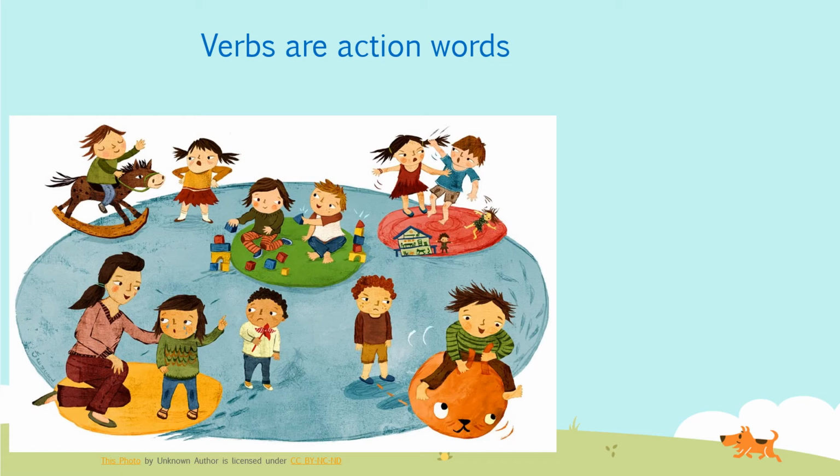Okay, let's have a look at the next two. And that's the little girl and boy sort of in the middle of the carpet building blocks. Okay, so write down any verbs that you can see related to what those two children are doing. Press pause while you do so.